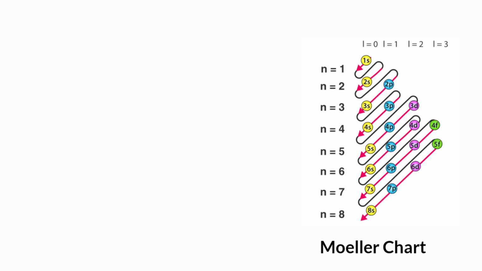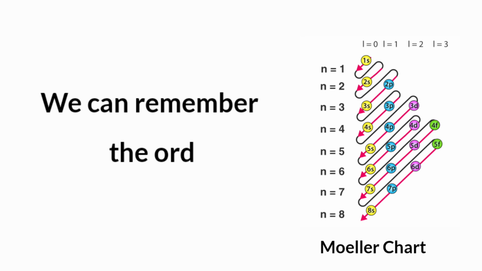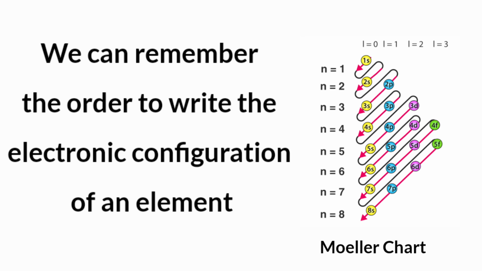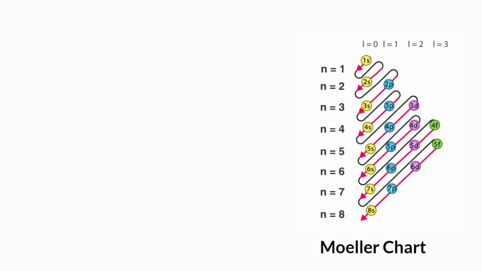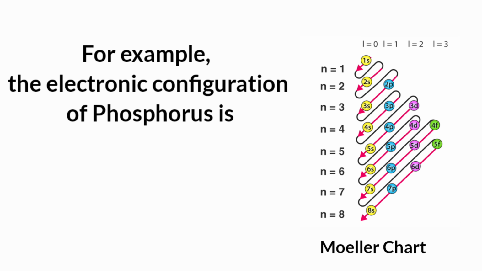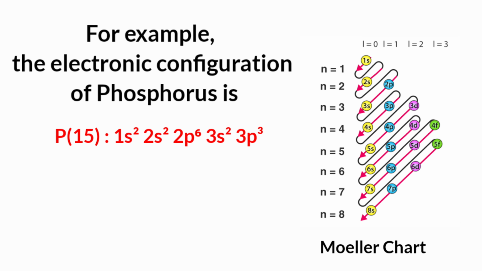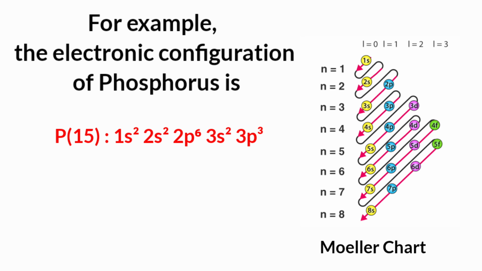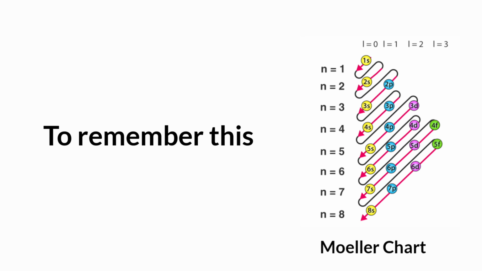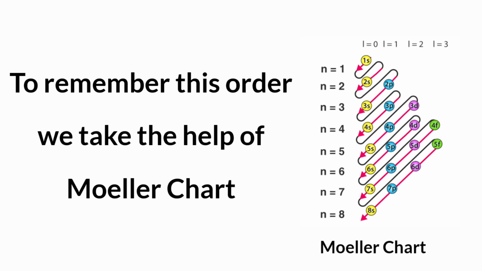First of all, let me explain the use of Euler diagram. With the help of Euler chart, we can remember the order to write the electronic configuration of an element. For example, the electronic configuration of phosphorus is 1s2, 2s2, 2p6, 3s2, 3p3. To remember this order, we take the help of Euler chart.